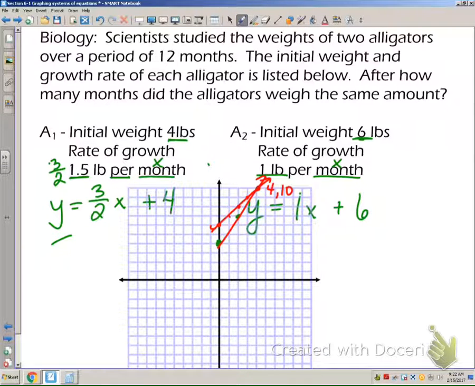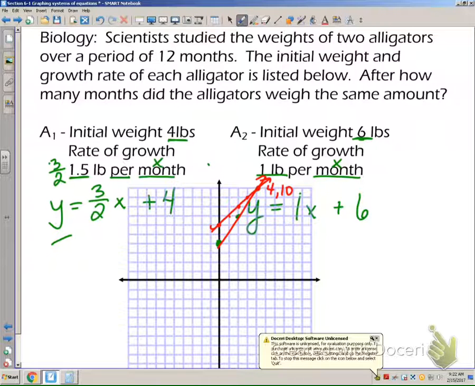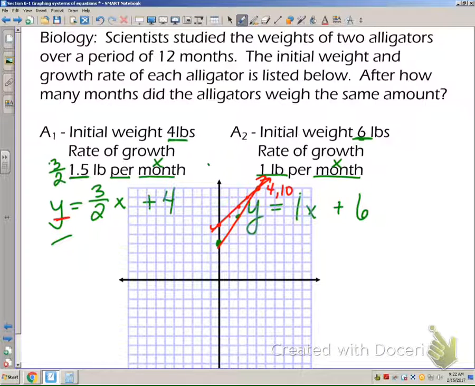The question asks, after how many months did the alligators weigh the same amount? Well, we know that the y tells us their total weight. So we know that they weighed 10 pounds at the same time. And the x tells us the month. So when x was 4, after 4 months, both alligators weighed 10 pounds. So after how many months did they weigh the same? 4 months. And I was right.